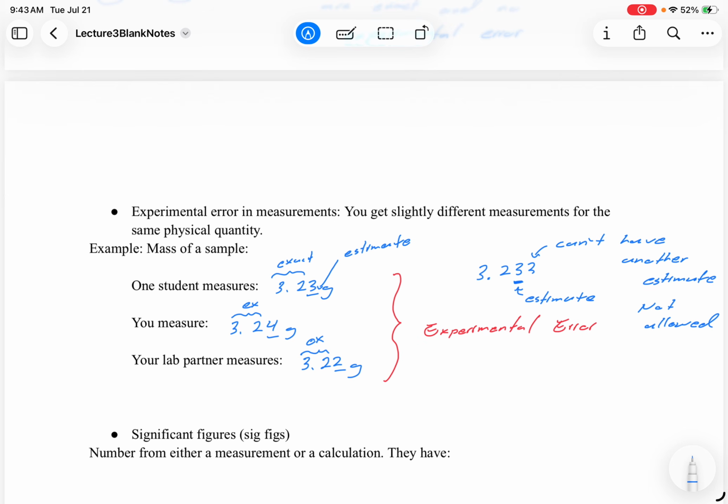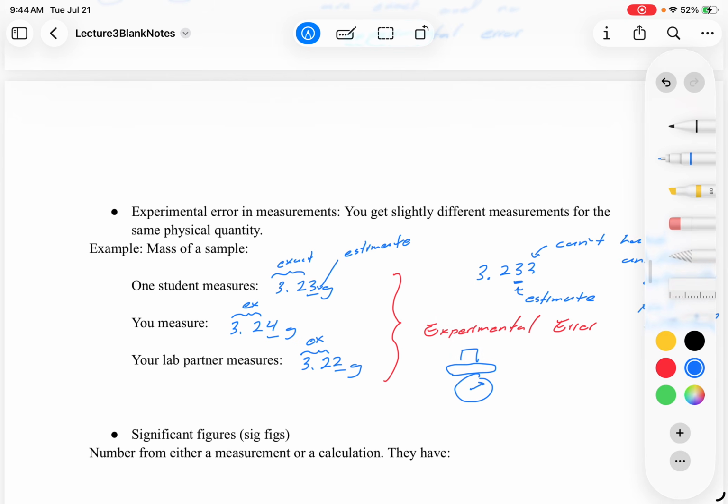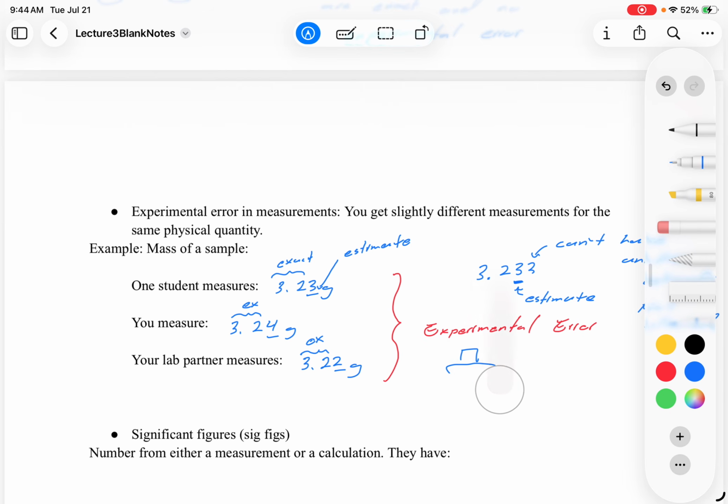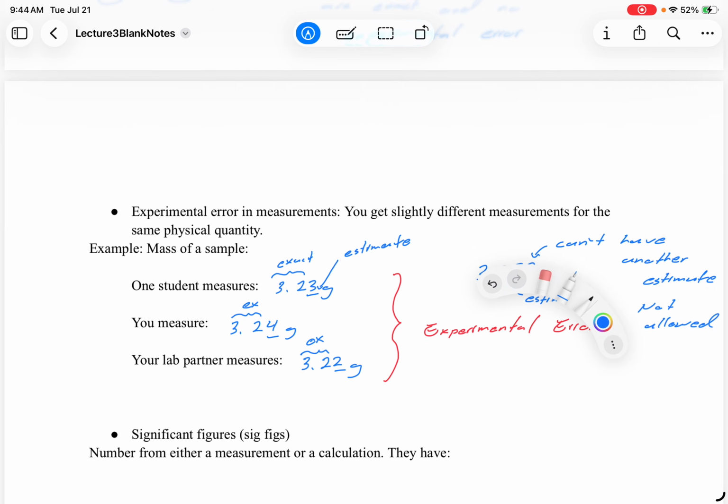sig figs, like let's say it's one of these scales that look like that, right? Like you put stuff here, weigh stuff here. That's a horrible drawing, but like a scale you see at a grocery store. Let's say it's one of those scales. You are allowed a one decimal place estimate here, right?